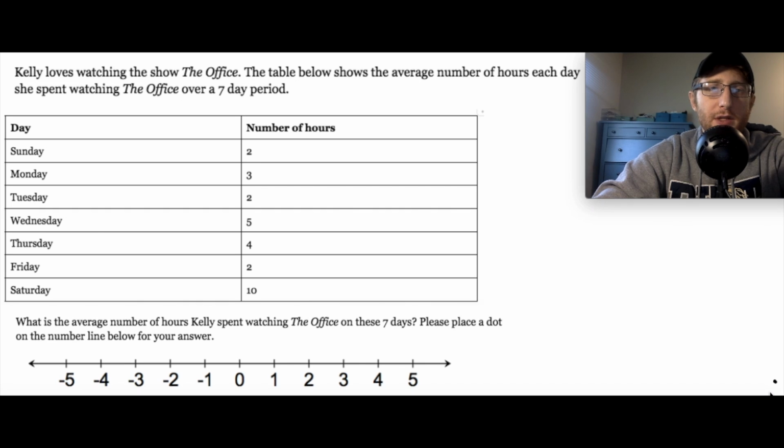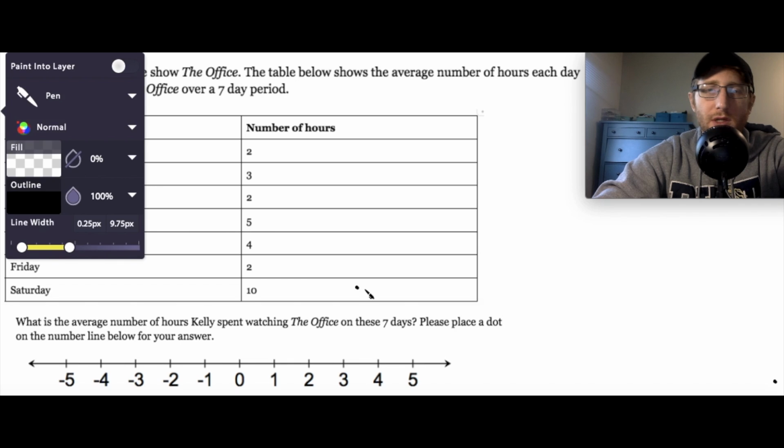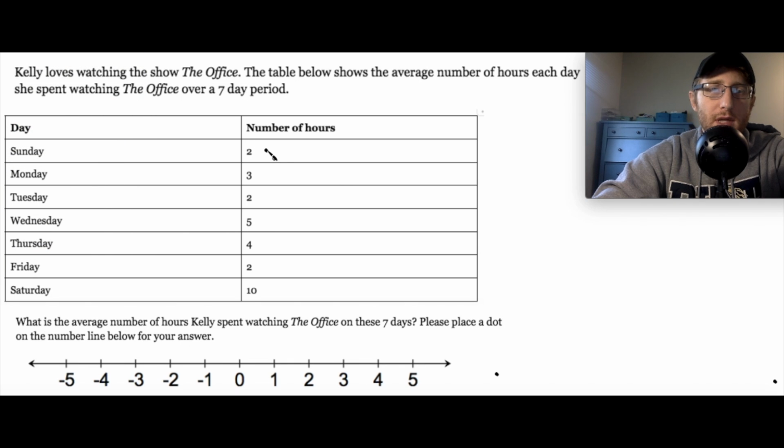Kelly loves watching the show The Office. The table below shows the average number of hours each day she spent watching The Office over a 7-day period. And yes, these numbers are actually pretty small on the screen because it was a lot to fit. So let me read them just in case it's hard to see on the device you're watching from. So this is 2, 3, 2, 5, 4, 2, and 10.